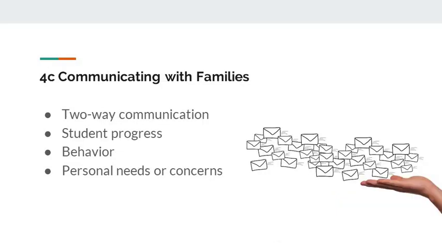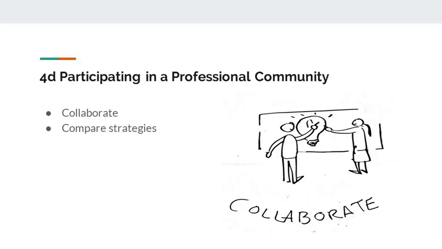To meet 4C, communicating with families, the teacher shares information about the school's educational program and expectations for student performance. The teacher develops a mechanism for two-way communication with families about student progress, behavior, and personal needs or concerns. To meet 4D, participating in a professional community, the teacher actively collaborates with other professionals by comparing strategies that help students learn.